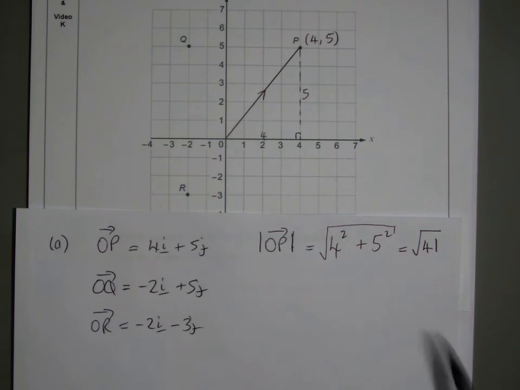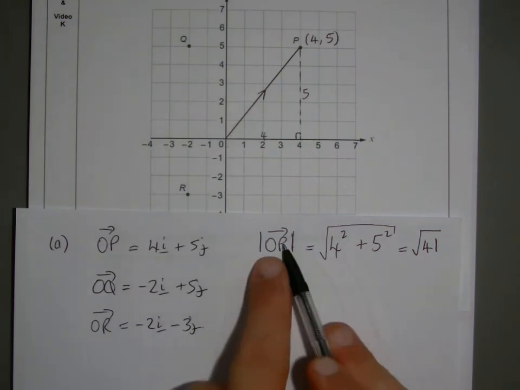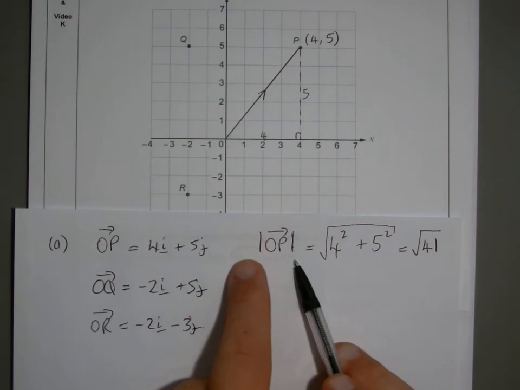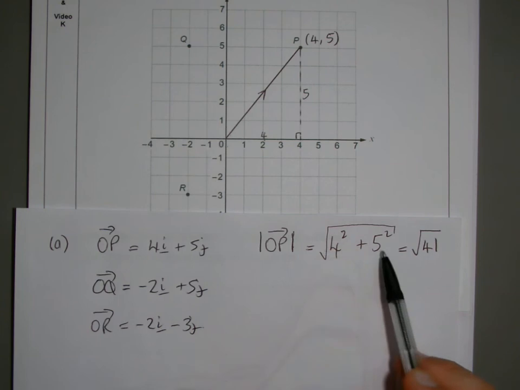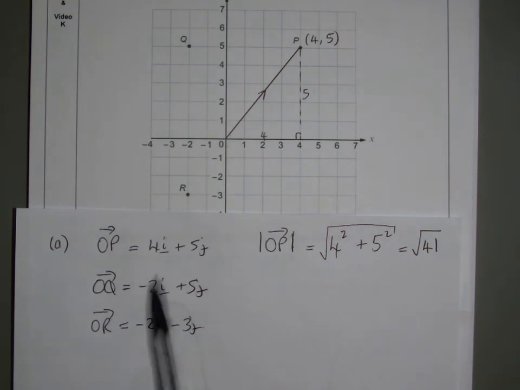Notice when I find the magnitude, I'm still using the vector notation with bars around it, but you don't need to put i's and j's in here. You don't need to, because remember, i's and j's just tell us about the direction of it. When it comes to the magnitude, I'm not interested in the direction. The magnitude is completely different to direction. So we can forget about the i's and j's and just focus on using Pythagoras.